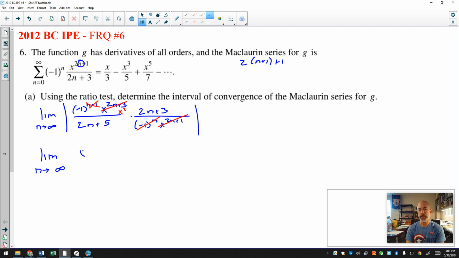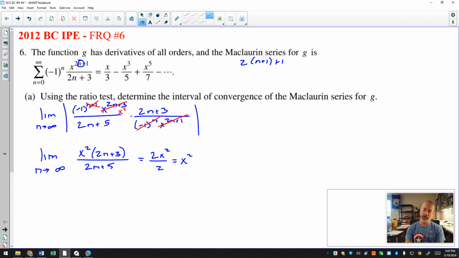X squared cannot possibly be negative, so we don't need to worry about the absolute values there. And we are left with x squared times 2n plus 3 over 2n plus 5. Some of you are trying to cancel 2n plus 3 and 2n plus 5. You cannot cancel or divide any of that away. As for the limit, top and bottom degrees are equal. Technically, if you wanted to divide the coefficients, it would be 2x squared over 2. However, that is just x squared.